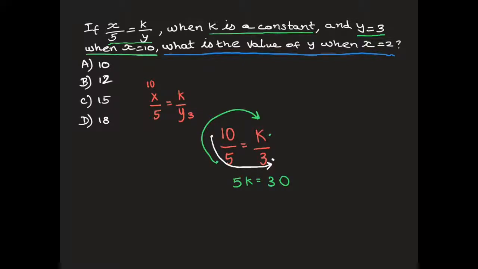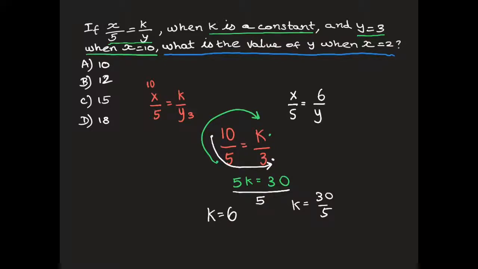Now let's go ahead and solve this. We've got 5k is equal to 30. We just divide by 5 to isolate k. So k is equal to 30 divided by 5. 30 divided by 5 is 6, so k is equal to 6. Now that we've found k, we know that 6 will be k no matter what x and y are, because k is a constant, which means we can redo our proportion. So we have x over 5 is equal to 6 over y.